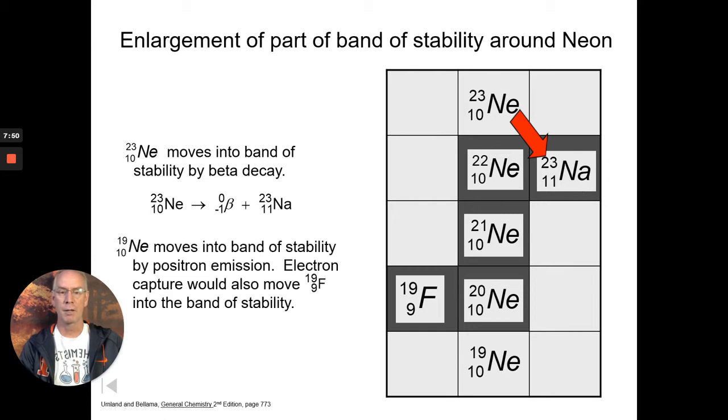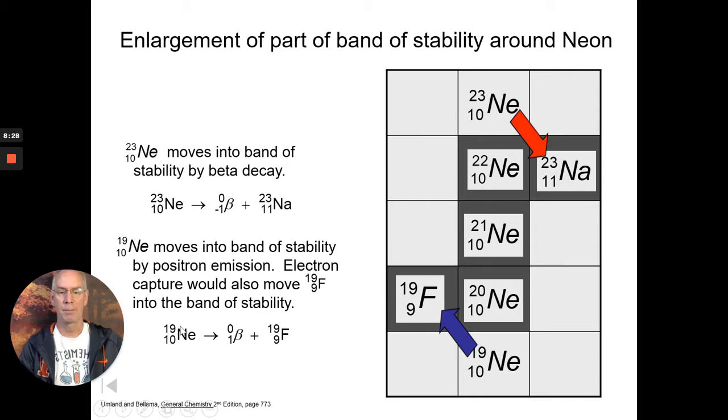Okay, let's try another one. Here's neon-19. We're down here, and it's going to move onto the band of stability by positron emission. Now, please remember, a positron is a positively charged electron. So here's the neon-19 that we start with. It says positron emission. See, there's lots of words. Decay means it produces. Emit means it produces. So here's our positron, massless with a +1 charge. That's not a proton. That's a beta particle, or an electron with a positive charge.